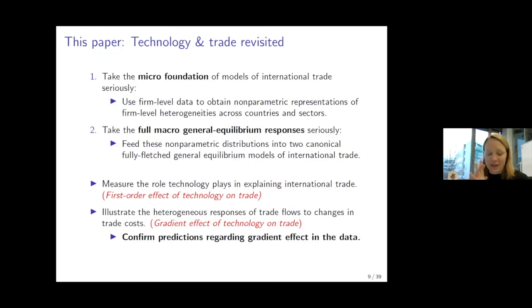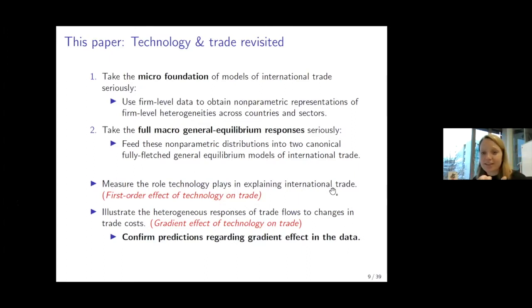We want to have a really nice, not completely unconstrained version of the microstructure, by using non-parametric representations of firm level heterogeneities across countries and sectors, and putting those into our standard full macro general equilibrium model, the standard one with input output linkages and everything you might be interested in, not making any compromises there, but feeding it with the true, non-parametric distributions instead of the parametric ones, and see how that matters.